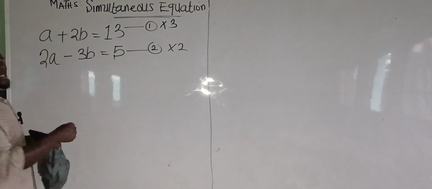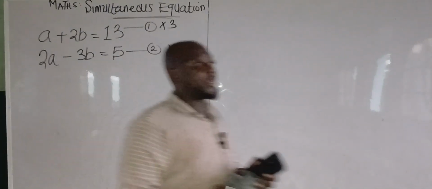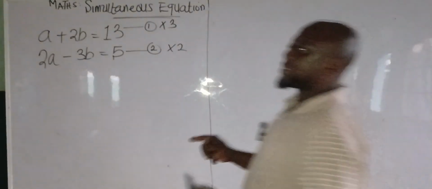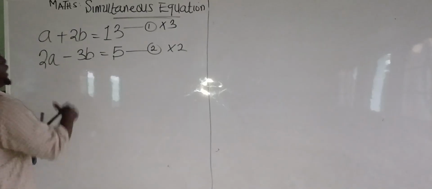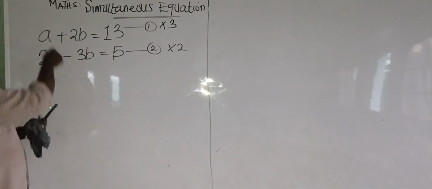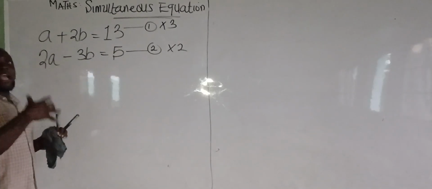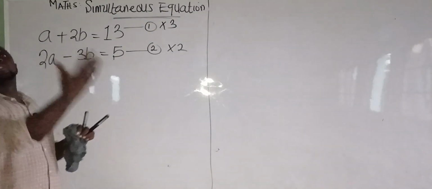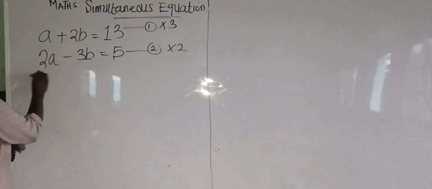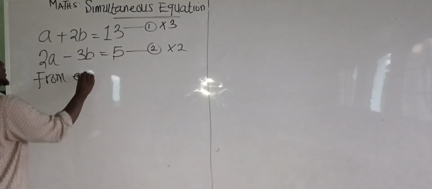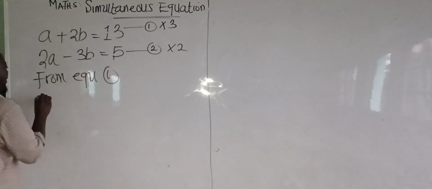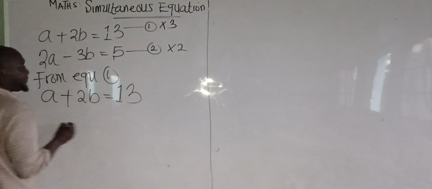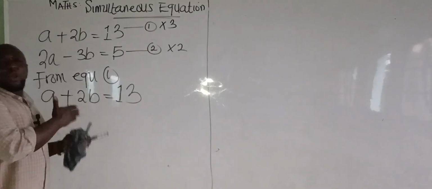Now, in the substitution method, the following should be noted. Now, what am I to note? Note that you are going to make from equation 1 the subject of the formula. Either you make A or B the subject of the formula in order for you to be able to substitute from equation 1. So look at this. I'll say from equation 1, take equation 1 out. So I have A plus 2B to give me 13. Now, you can decide to make B or A the subject of the formula.